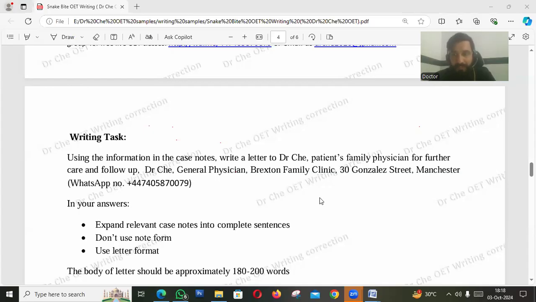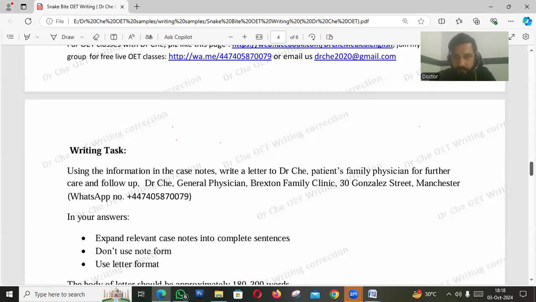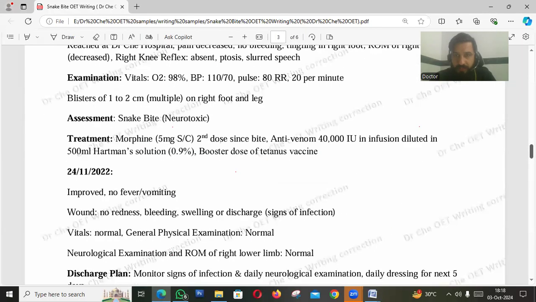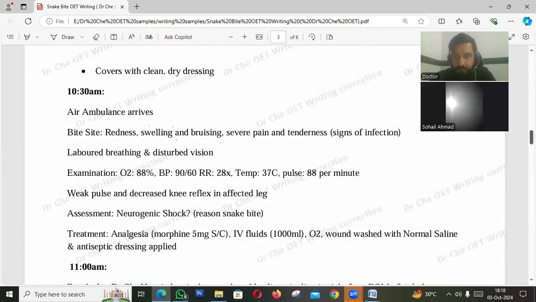Number three, can anyone tell me what else? As we are writing back to the family physician, it means that the physician already knows this patient. And we will skip all the information that the family physician already knows about this patient, okay? Does anyone have any questions so far?